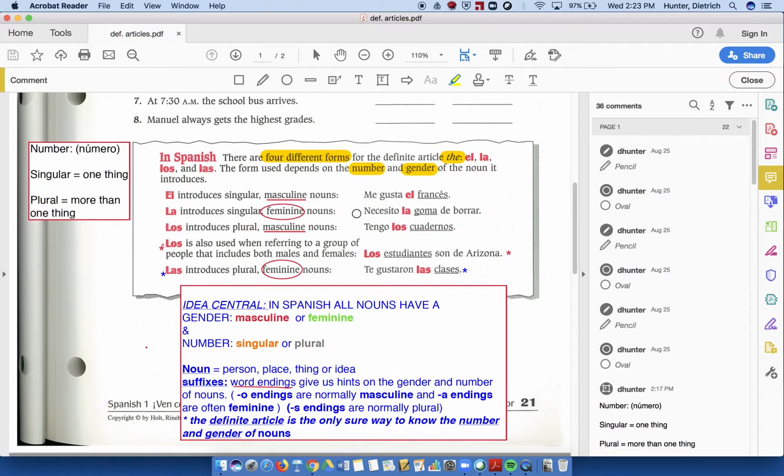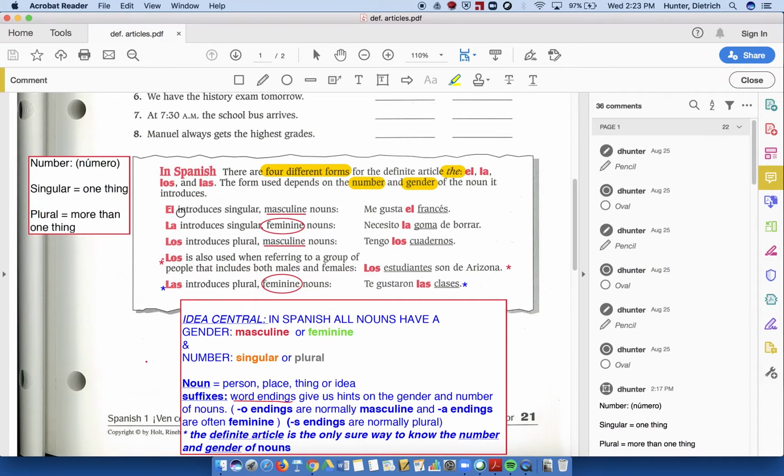So if you come up here, we can see el introduces singular masculine nouns. Me gusta el francés means I like French. Now, French isn't only for masculine people. It's just that the word has spelling hints that make it masculine in how language is organized. Same is true in the next example.